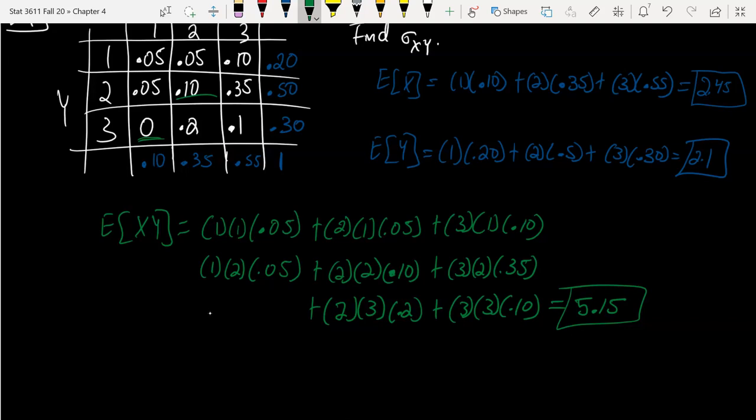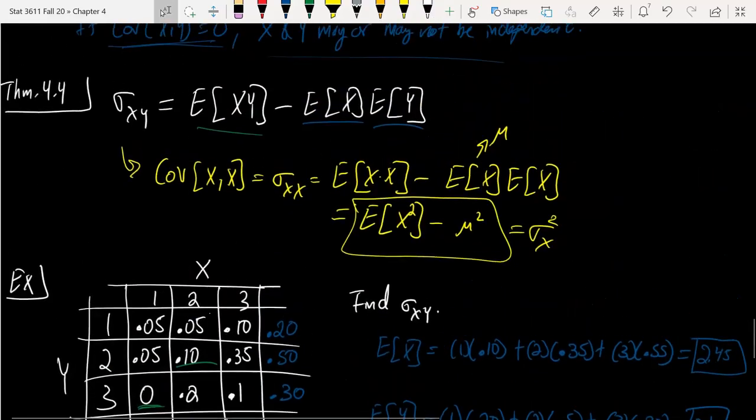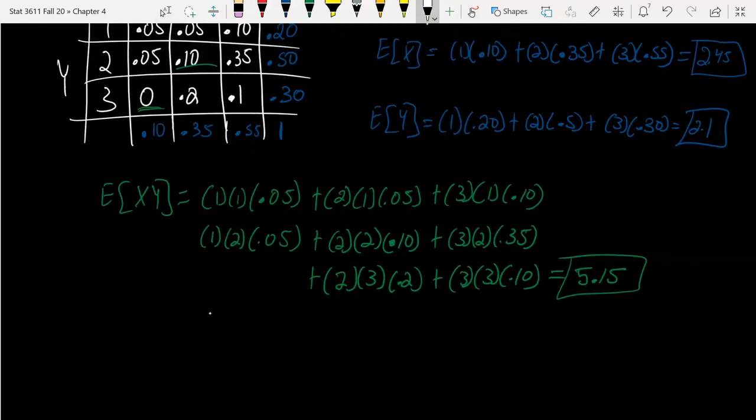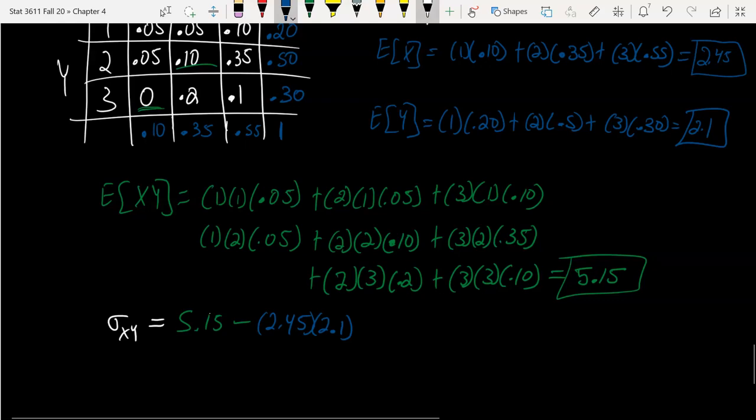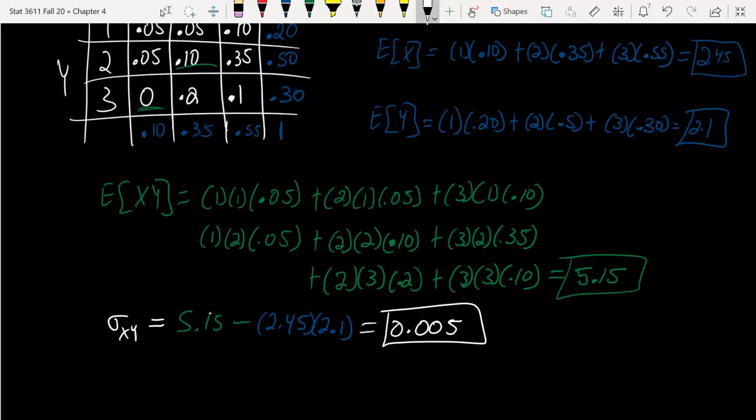Once we have these numbers, the actual computation of the covariance is really not too bad. The covariance is the expected value of x times y minus the expected value of x times the expected value of y. So the covariance of x and y is equal to 5.15 minus 2.45 times 2.1, and that is equal to 0.005.